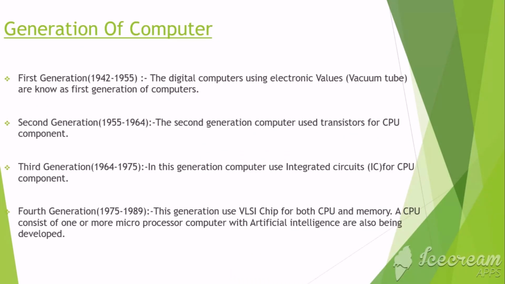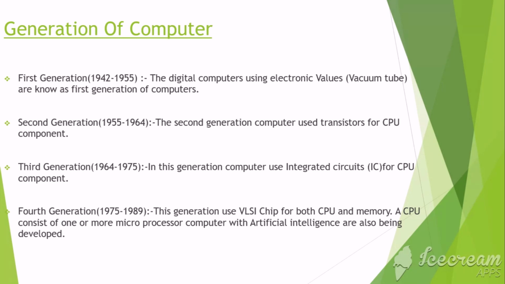Generation of computer. It provides a framework for the growth of computer. First generation is from 1942 to 1955. The digital computers using electronic valve vacuum tubes are known as the first generation of computer.